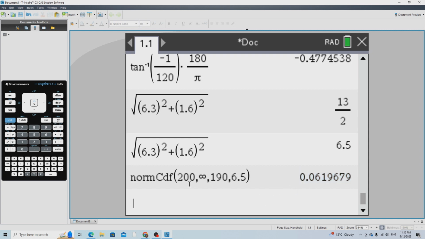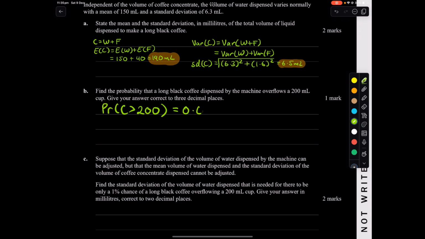Which is this, yeah? So 200 to infinity, 190, 6.5, we get this. So to 3 decimal places, that's going to give us 0.062. Is that right? So 1, 2, 3, yes, that's good. That's your answer. Next question.